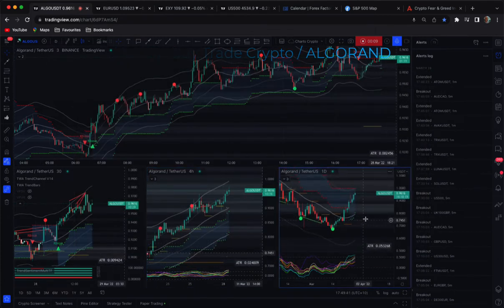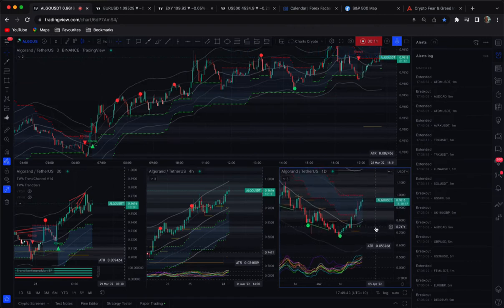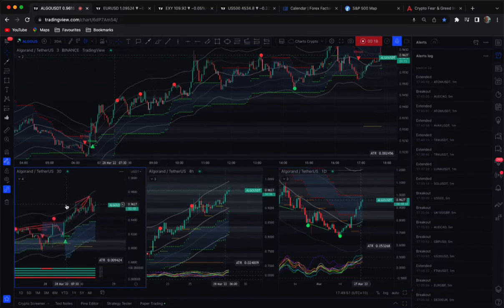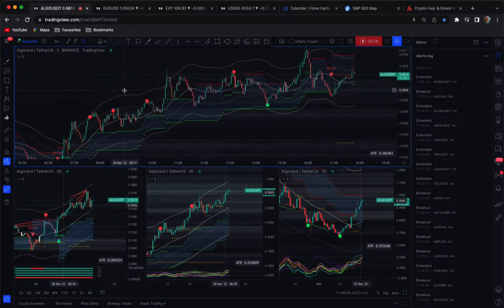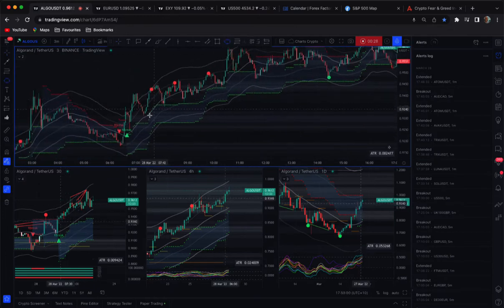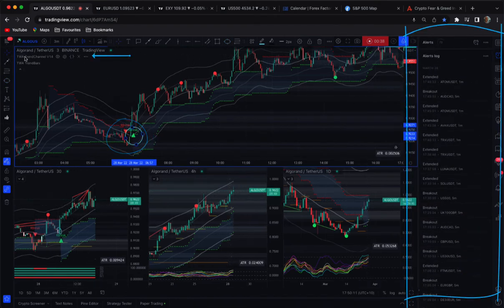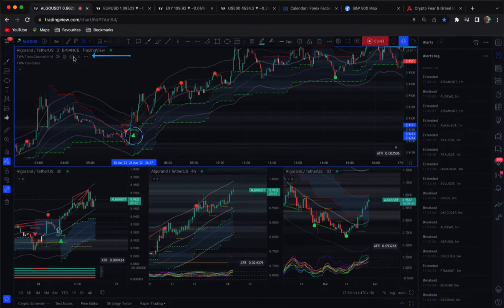So we're trading Algorand in this instance. Now if you haven't watched the other videos, highly recommend you go back and watch them. So a quick overview of the strategy, and then we're going to take it to the next level. We're looking for these triangle signals here that fire over in the alerts log. These are coming from our trend channel indicator up here.